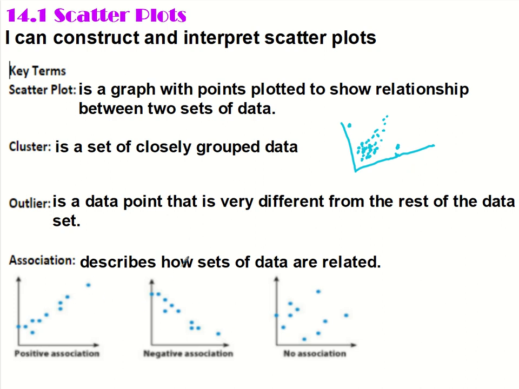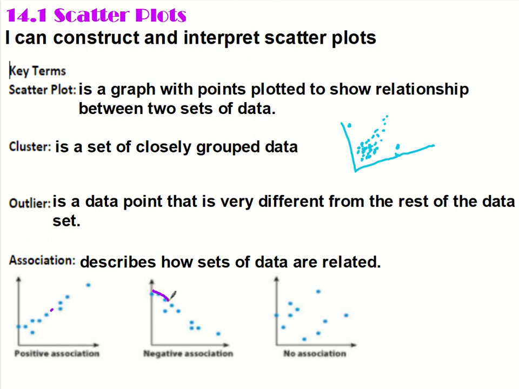And then finally, association describes how sets of data are related. And that's where we get into positive, negative, and no association. This kind of goes along the lines with slope. So a data set with a scatter plot will have a positive association if it's trending upwards or has a positive slope. If I were to draw a line through this data, that line would have a positive slope. So that means it has a positive association. As one increases, so does the other.